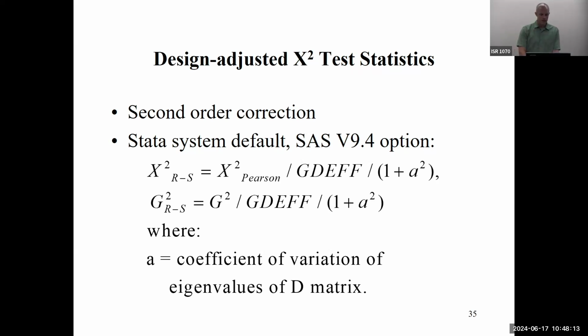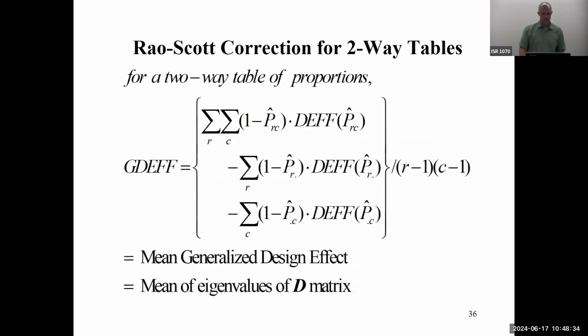Okay, now in SAS, you actually have to request the second order correction as an option in Proc Surveyfreq. In Stata and in R, the second order Rao-Scott correction is reported automatically when you do these tests. Again, because it's more powerful. I don't know why SAS does it that way. Okay, but it does have to come up as an option, or you specify it as an option.